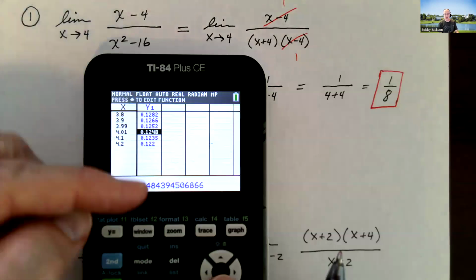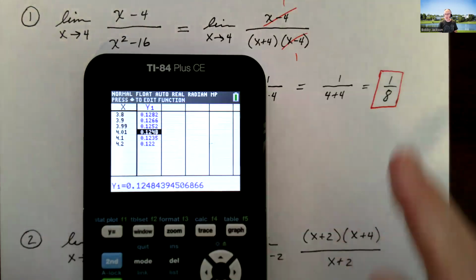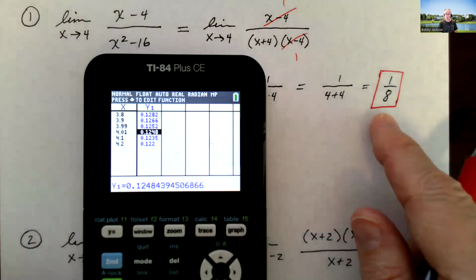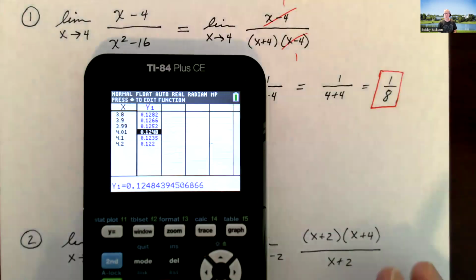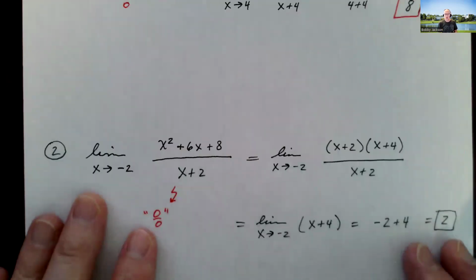When we see this pattern, we know that that limit is close to 0.125. And that's good because 1/8 is 0.125, right? And so this confirms our work. Real quick on number 2, I'll do that one quicker than the last one. I just wanted to go over a few preliminary things.